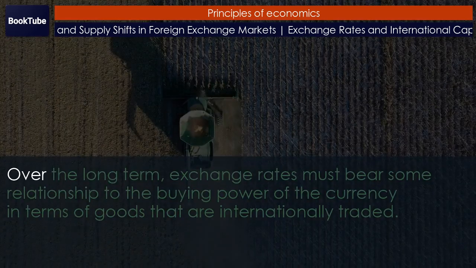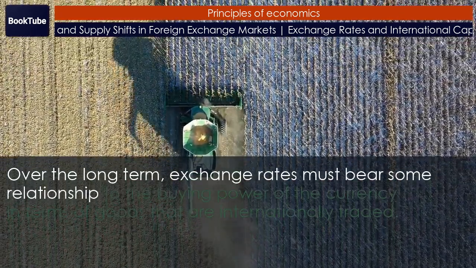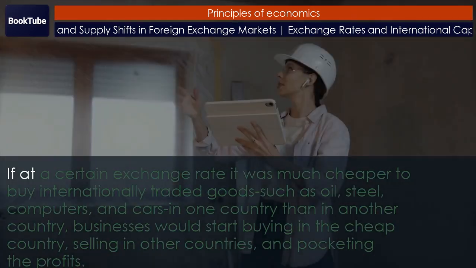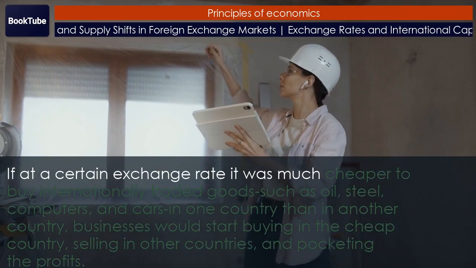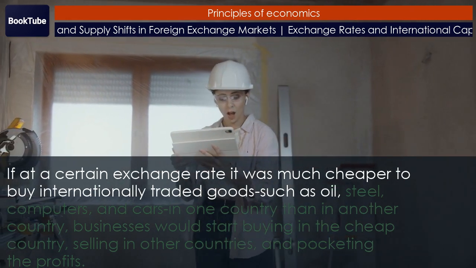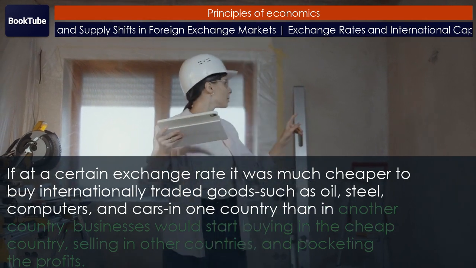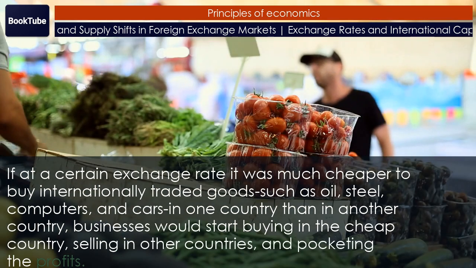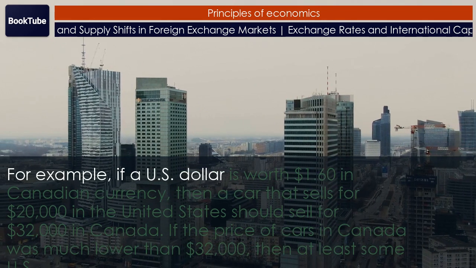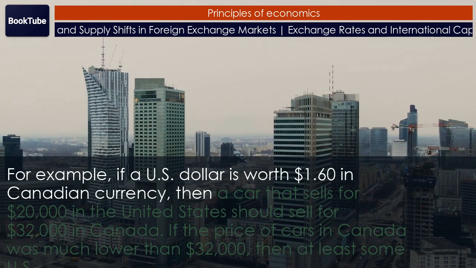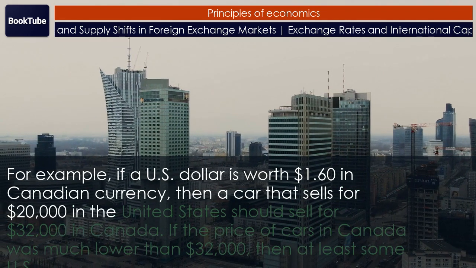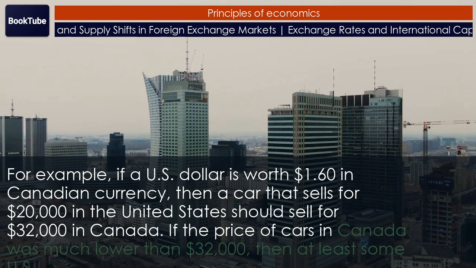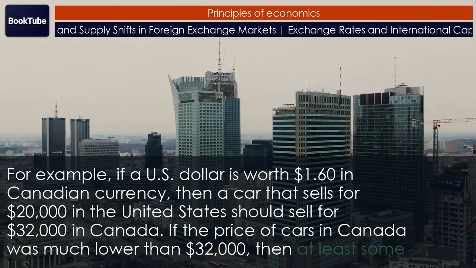Purchasing power parity. Over the long term, exchange rates must bear some relationship to the buying power of the currency in terms of goods that are internationally traded. If at a certain exchange rate it was much cheaper to buy internationally traded goods such as oil, steel, computers, and cars in one country than in another country, businesses would start buying in the cheap country, selling in other countries, and pocketing the profits. For example, if a US dollar is worth $1.60 in Canadian currency, then a car that sells for $20,000 in the United States should sell for $32,000 in Canada. If the price of cars in Canada was much lower than $32,000, then at least some U.S.